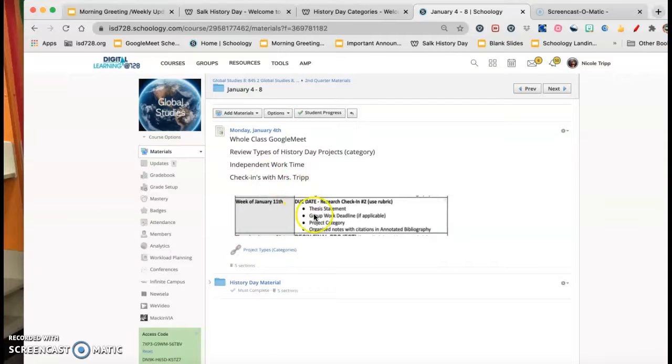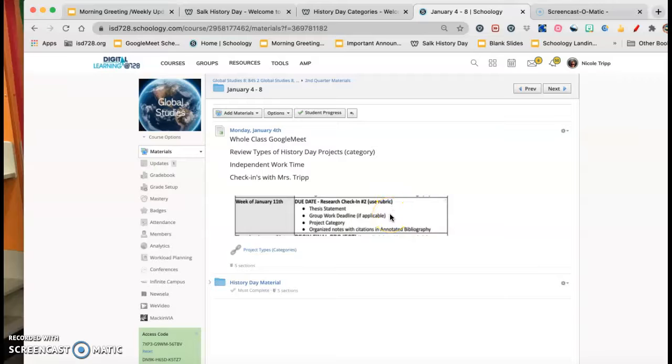I also want to take a look at the due dates that are coming up. So next week, the week of January 11th, is a big week. We have research check-in number 2. Now I know that you guys are not quite ready for this yet, and that some of these components here, like your thesis statement, aren't quite available to you yet, but those are things that we will cover this week and going into next week.